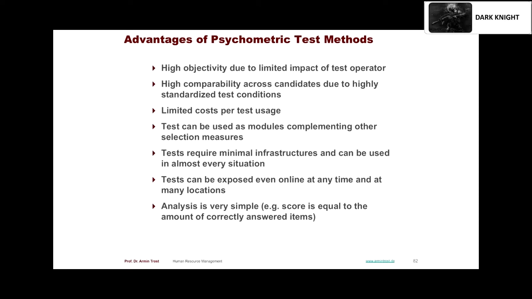It's really objective. You cannot influence the person which you measure. You can compare the candidates very easily. The cost is limited. You can use different tests, combine them in different selection measures, as we have seen, right? You don't need much infrastructure. They are easy to use, especially when you do it online technically. You just need internet, or you just need a laptop or something like this. You can use these online.